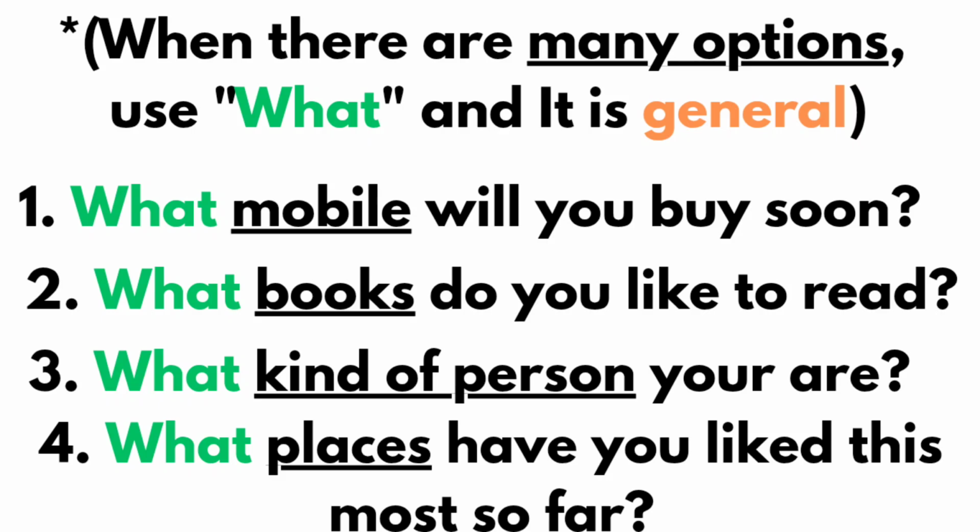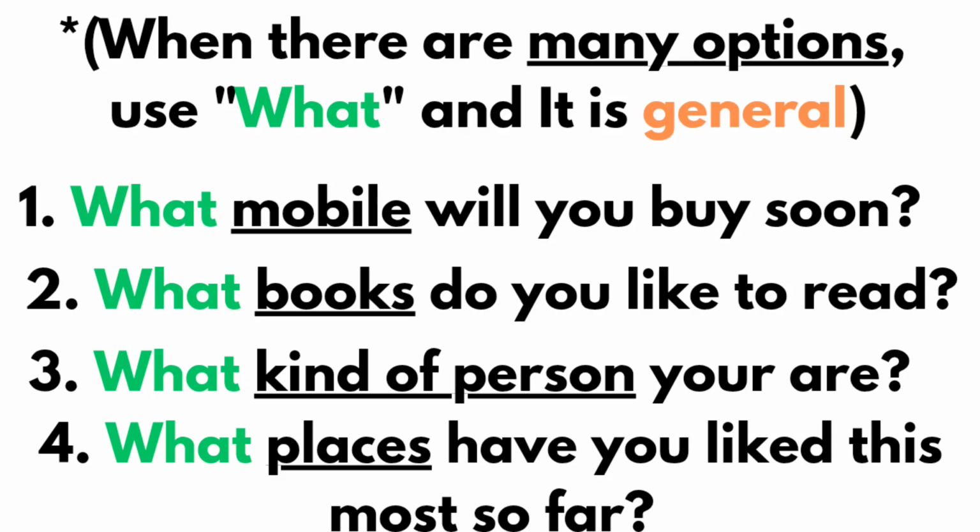What kind of person are you? You are asking about the person. So what places have you liked so far? So look at these four examples. Mobile, books, kind of person, places. These are all nouns. And before nouns, there is an adjective. That is what.